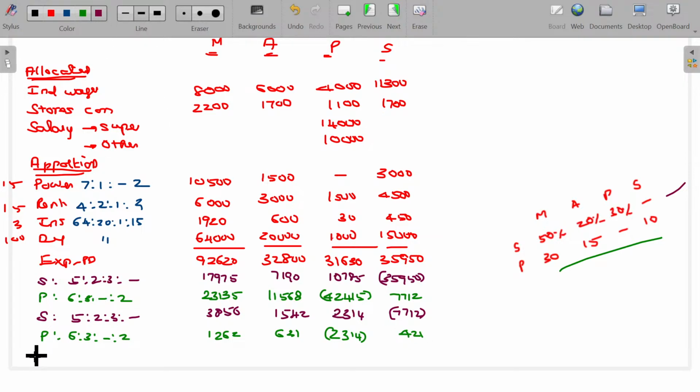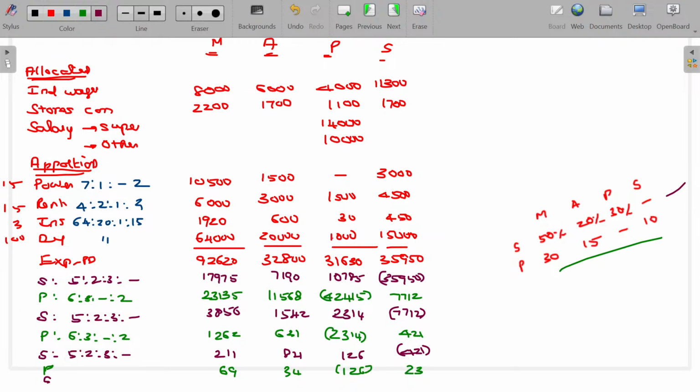Again S will be redistributed. 5 is to 2 is to 3 is to dash. 421 should be distributed: 211, 84, and 126. And in case of P, again this 126 should be distributed: 69, 34, and 23.